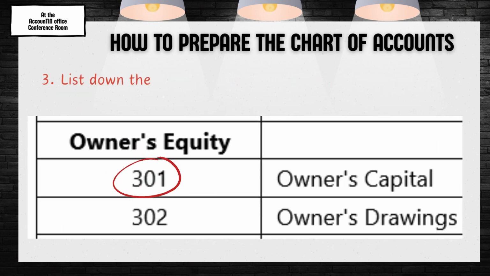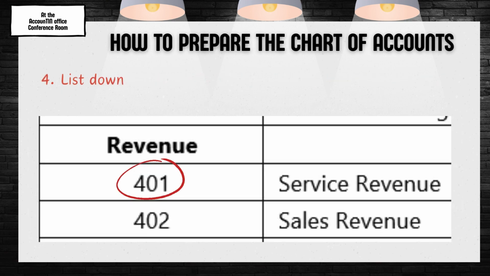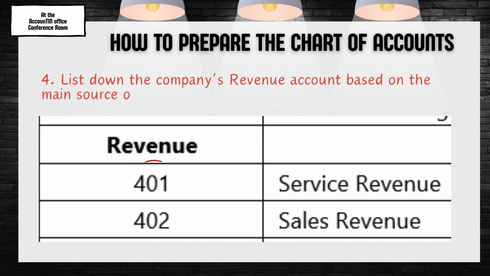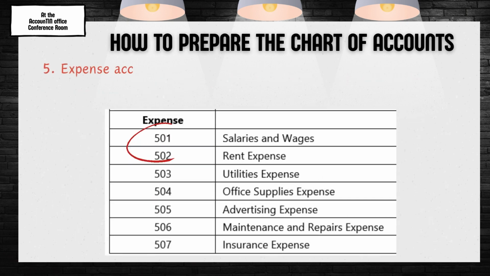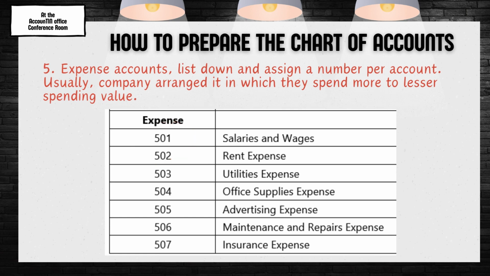Third, list down the owner's equity account. Also, assign a number starting with 3. Fourth, list down the company's revenue accounts based on the main source of income. Assign a number starting with 4. Finally, for expense accounts, list down and assign a number per account starting with 5. Usually, companies arrange it from the highest spending value to the lowest.